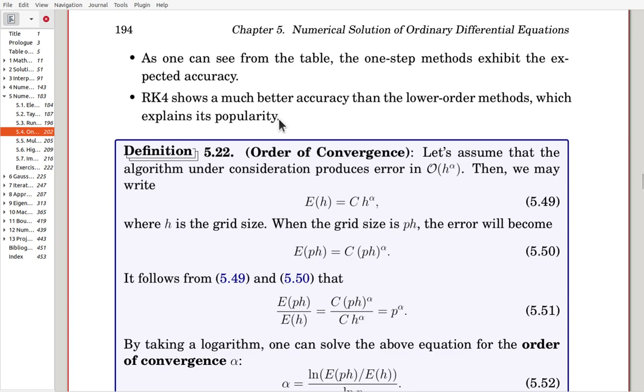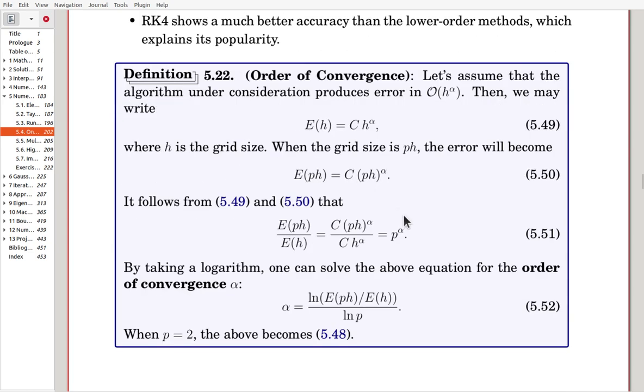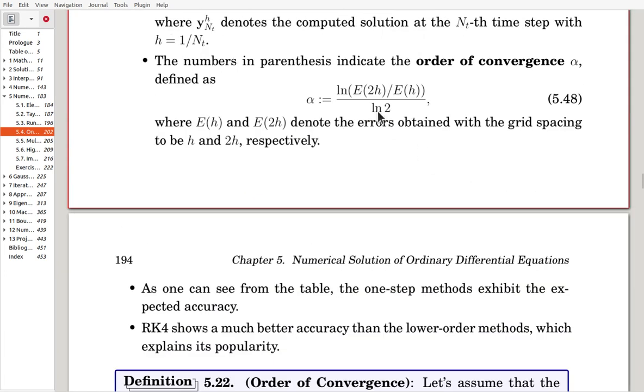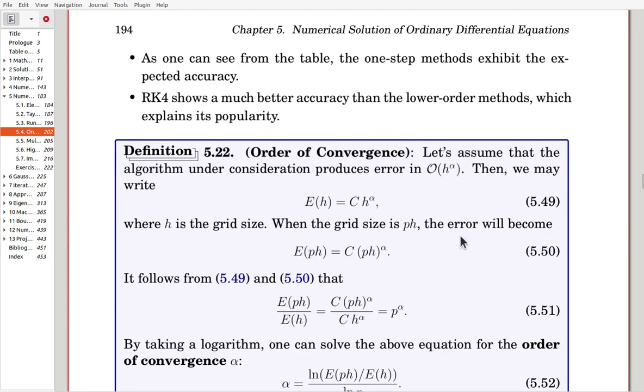which explains the popularity of the method. Finally, we'll consider why we get the order of convergence in this way.